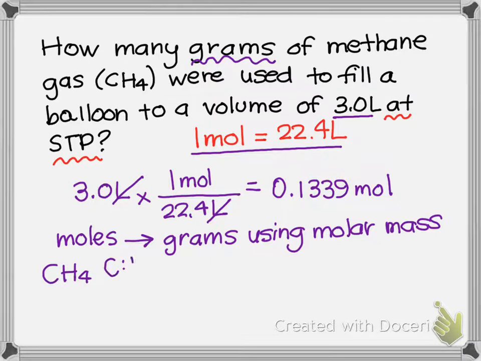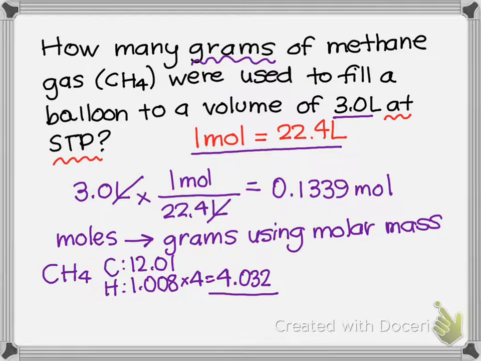So carbon is 12.01, that's its molar mass, and hydrogen is 1.008, but times 4, because I have 4 in the formula, so that's 4.032. And now I want to add those two things together. So 12.01 plus 4.032, and I have a total of 16.042 grams per mole.